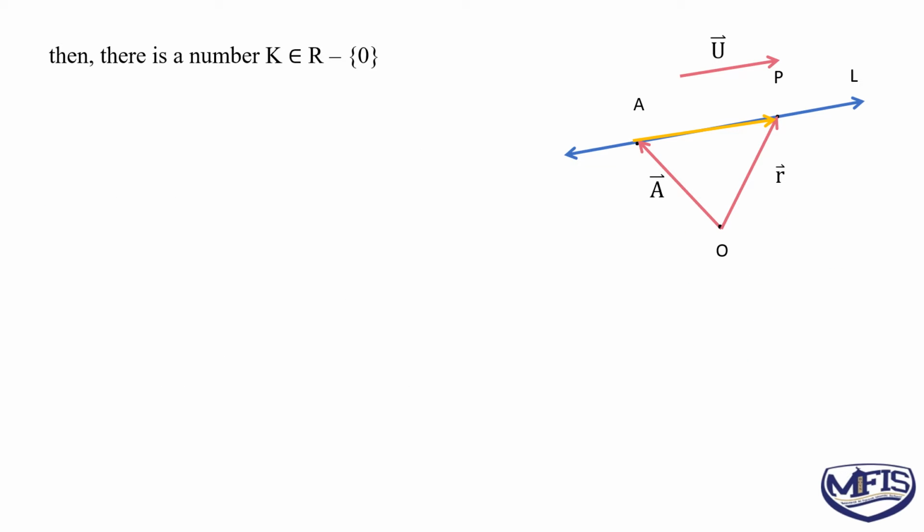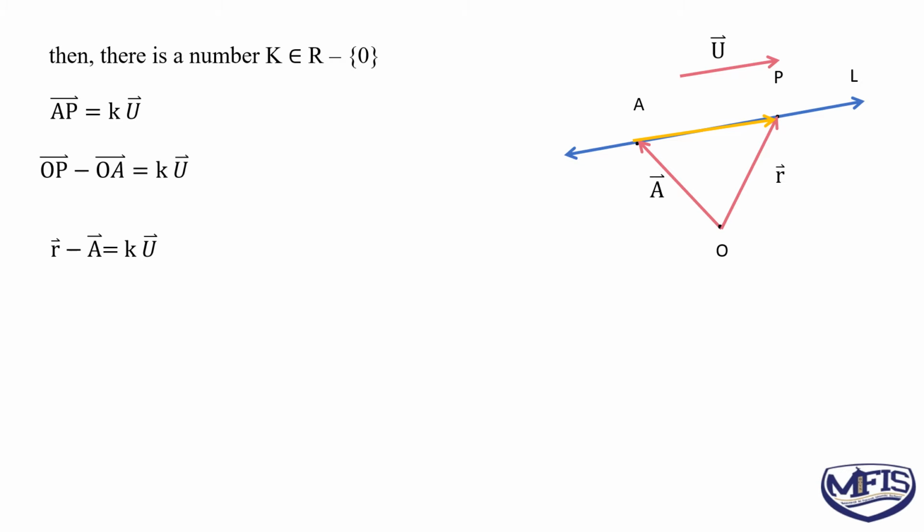Then there is a number k belonging to R, except 0, a scalar quantity. So we have AP equals k times u, because the u vector is represented by a straight line parallel to the straight line L. So the vector, or directed line segment, AP equals k times u. So we can write AB as OB minus OA by the subtraction rule, which equals k times the u vector.